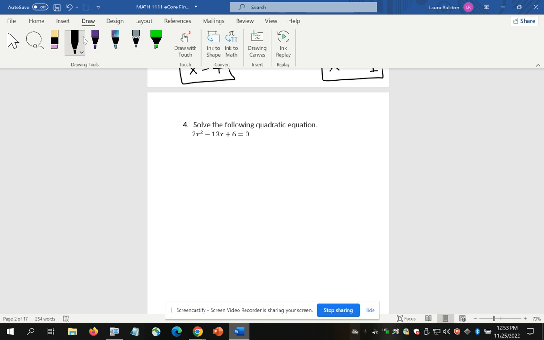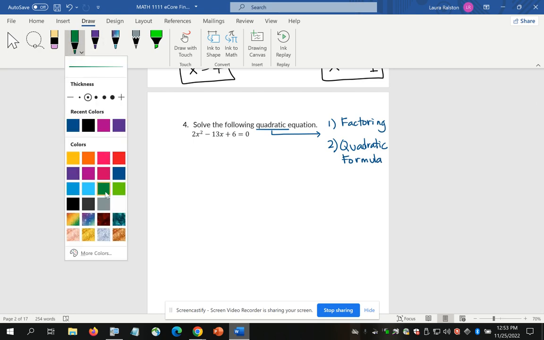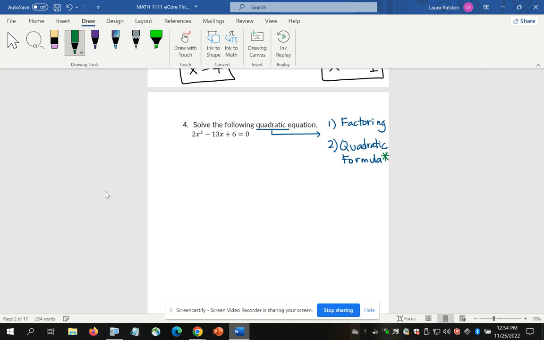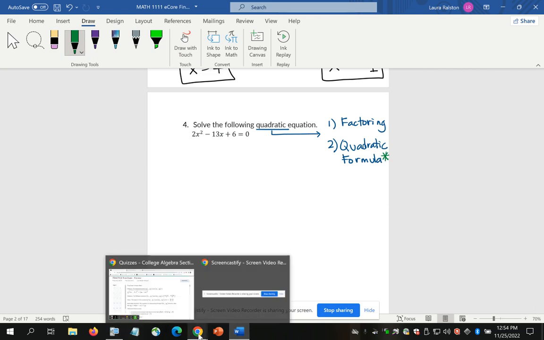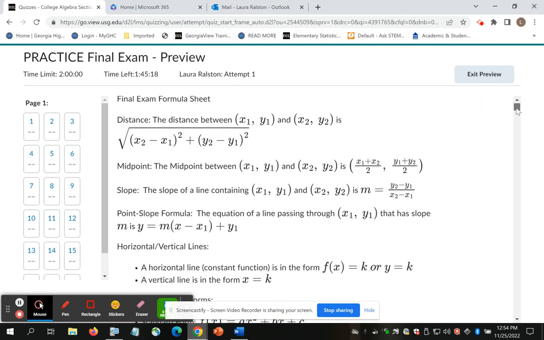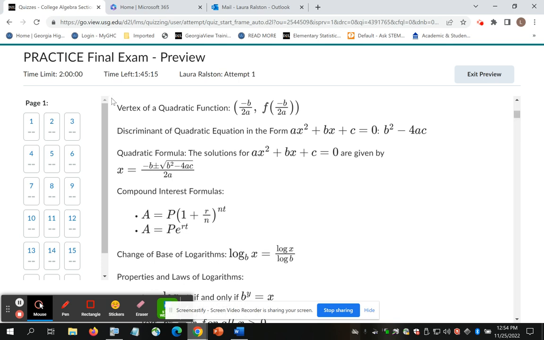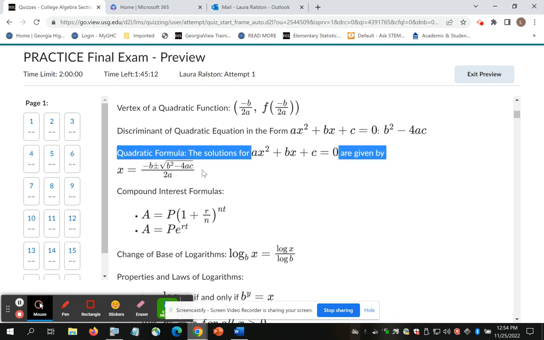Question 4, again, says solve the following quadratic equation. So the question does identify it as a quadratic. Again, we can solve a quadratic by factoring or by quadratic formula. So that you have an example of each and how to use the quadratic formula, I'm going to solve this problem by using the quadratic formula. The formula is given, just to remind you, on your formula sheet. You may have to go back to the top and look, and it's the quadratic formula right here.